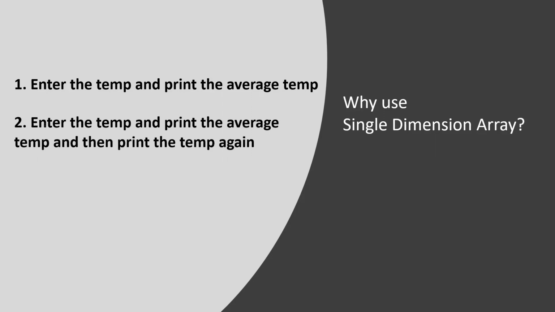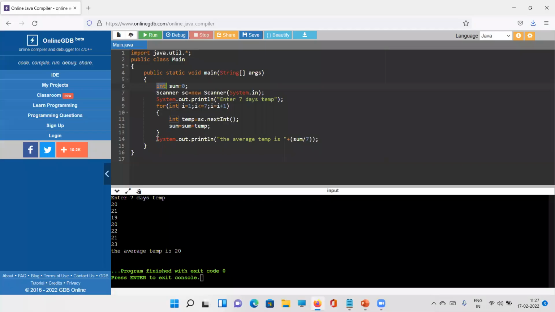So the reason is, if the question comes like this, enter the temperature and print the average temperature and then print the temperatures again. So after printing average temperature, if anyone asks to print the temperatures again, we will not be able to print the temperatures again. Why? Because we are not storing it.